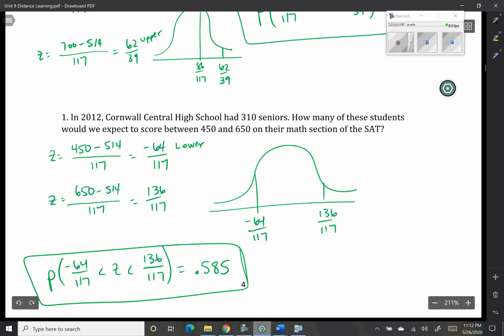So there's about a 58.5% chance that if you were a senior in Cornwall Central High Schools that took the SAT, your score is between those two values. That's what we're figuring out here. Why we're figuring out what proportion of the data falls between these two. So what's the probability of getting a score between those two values?